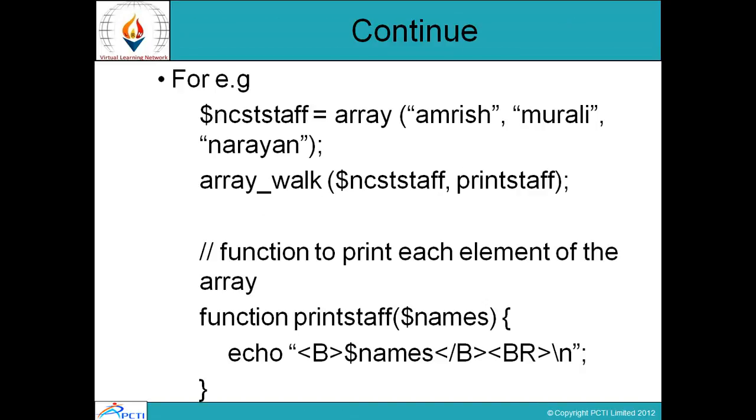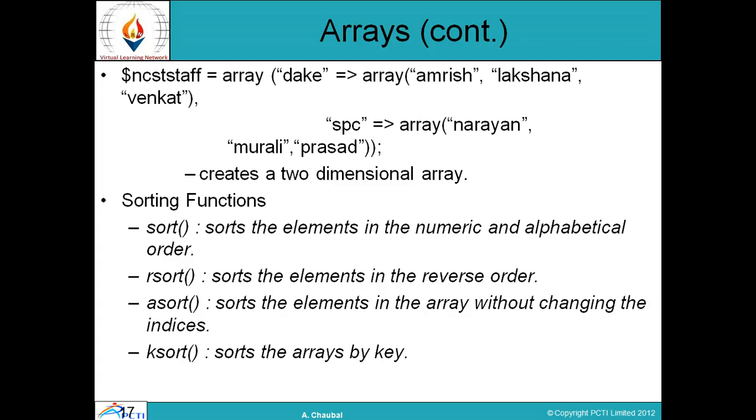For example, I am taking another example. NC staff is equal to array Amrish, Murli, Narayan, array walk, NC staff and print staff. This is a function to print each element of the array. Function print staff, round bracket start, dollar names, echo names and br slash. So this way you can make use of the array.